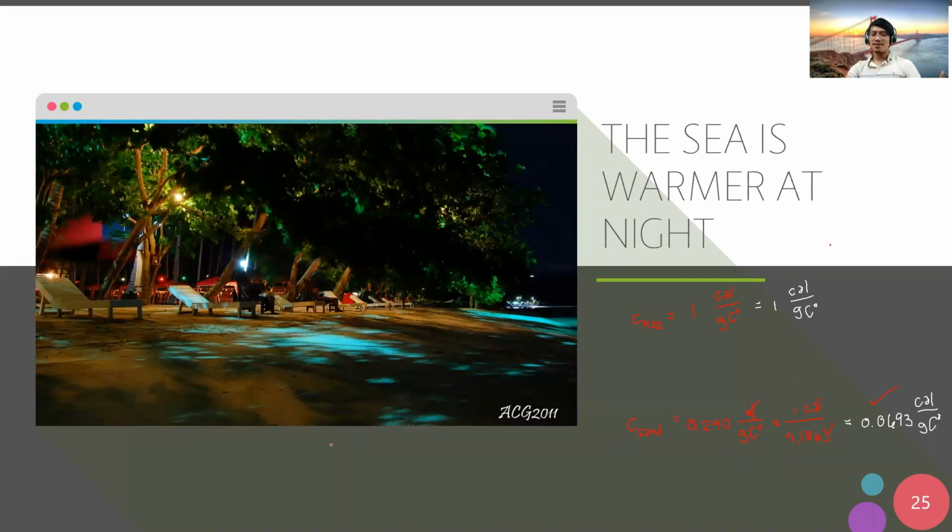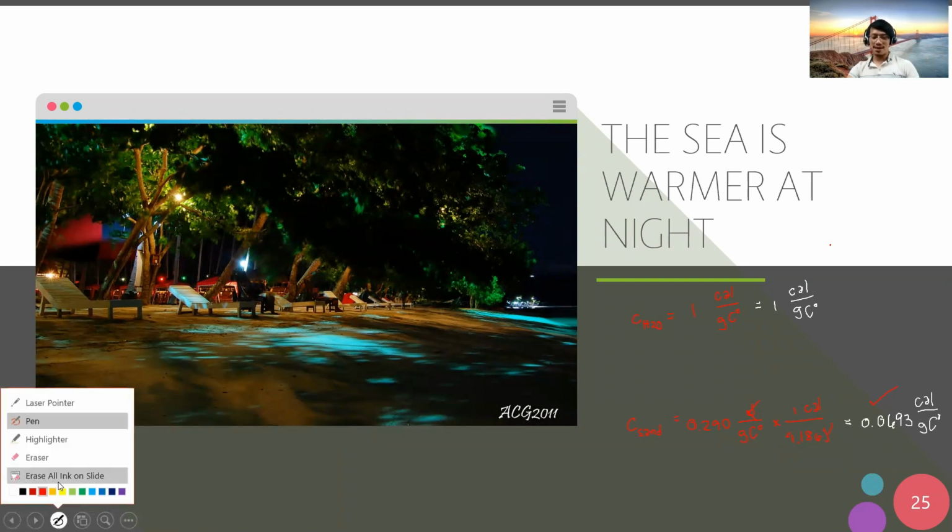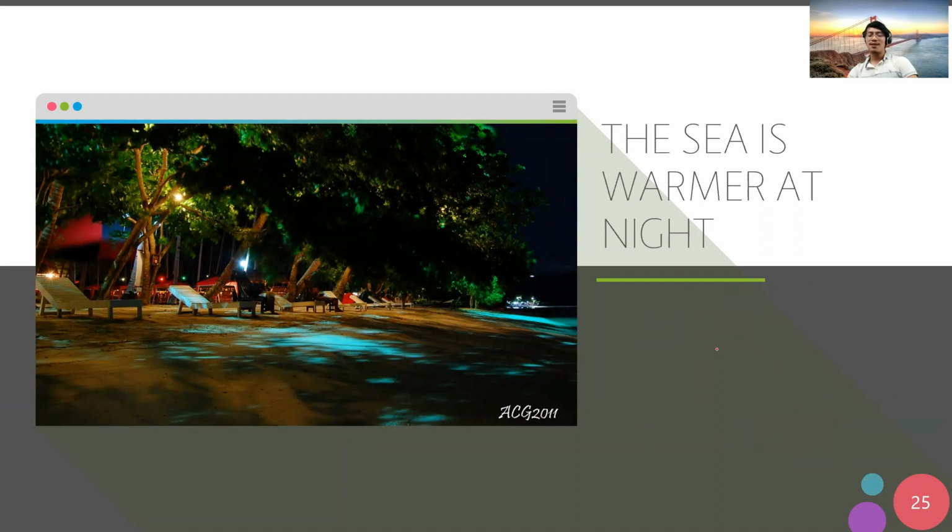Okay? So let us understand one of the common phenomena in nature. For example, an island. Tapos, of course, sa paligid, may sea water. Ayan. So during daytime, ano yung mas mainit? Mas mainit ang island kasi nga less than 1 man to. So mas mainit ang sand during daytime.